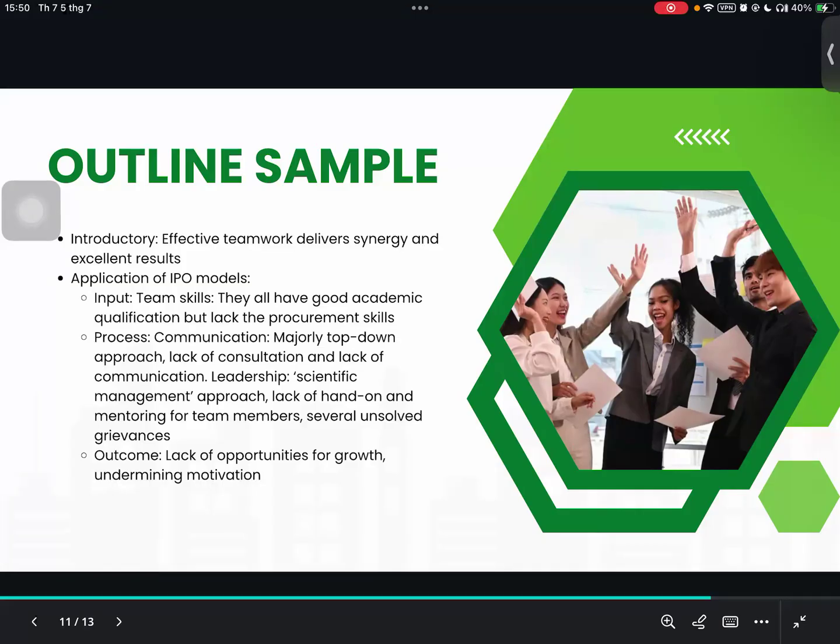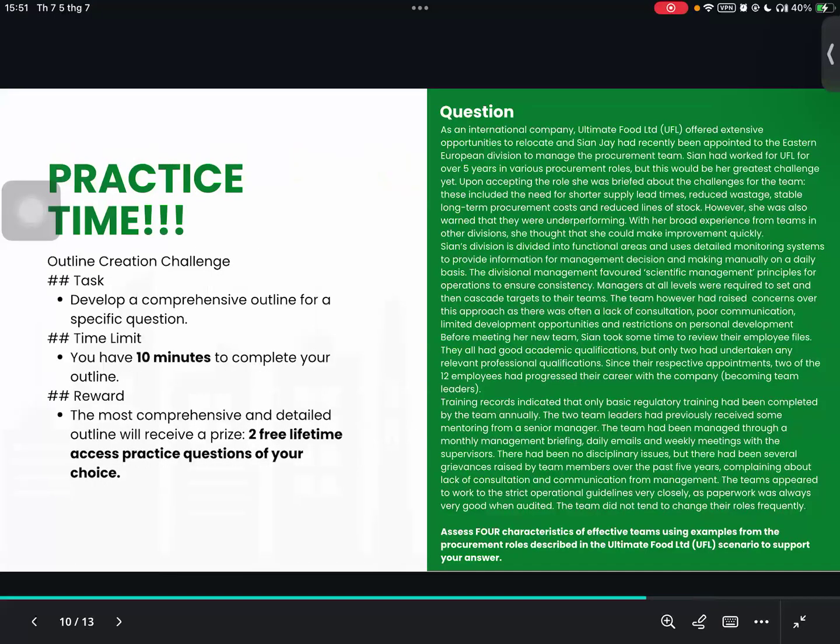Since in the scenario, it is about the lack of opportunity for growth, it can undermine the motivation, and it doesn't produce any outcome that aligns with each member's individual motivation, and it may hinder the teamwork as well. So an effective teamwork must also be able to deliver growth, not just for the organization, but growth for each individual.